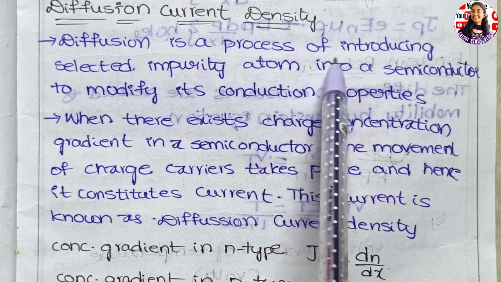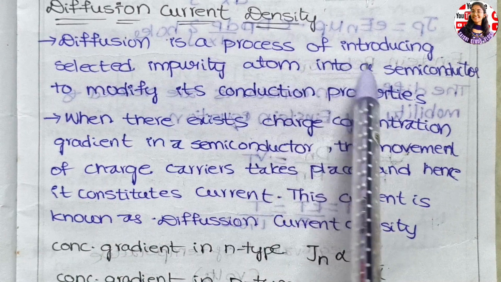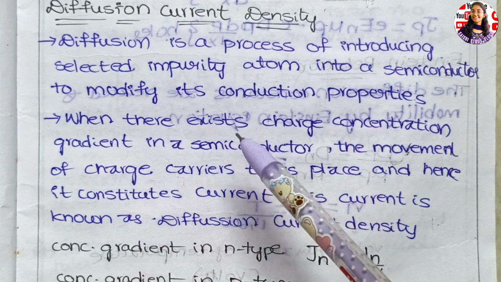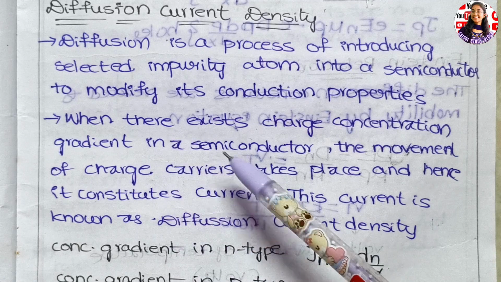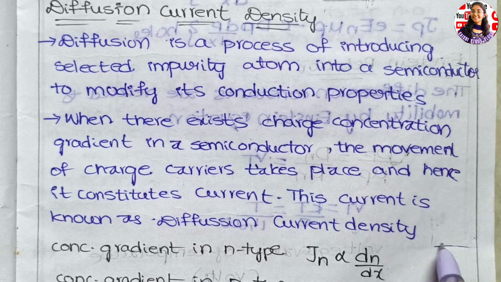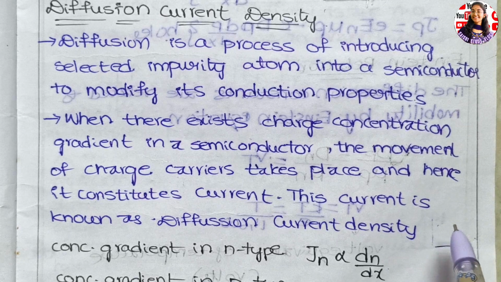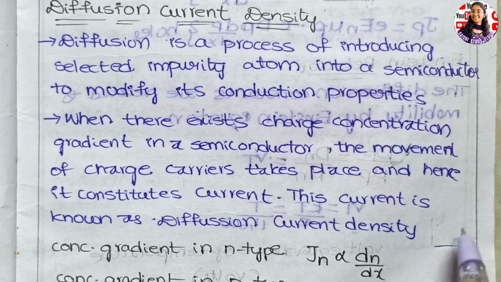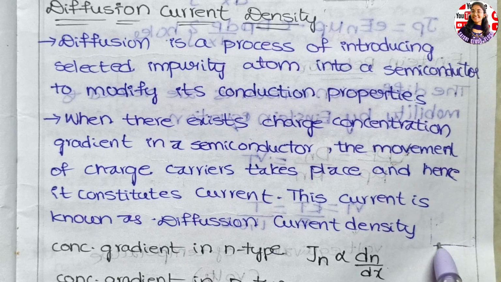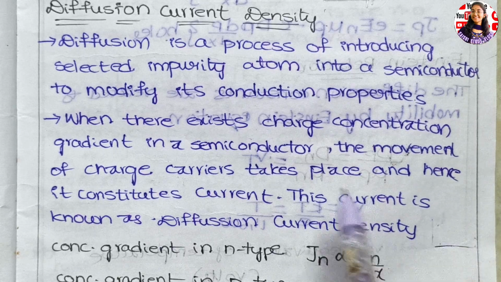Diffusion is a process of introducing selected impurity atoms into a semiconductor to modify its conduction properties. Why does this diffusion happen in a semiconductor? Let us consider a semiconductor. When we add more impurities, the concentration of this semiconductor will change. This causes the diffusion, and because of this diffusion, there is a current.